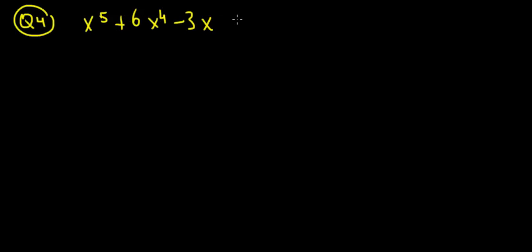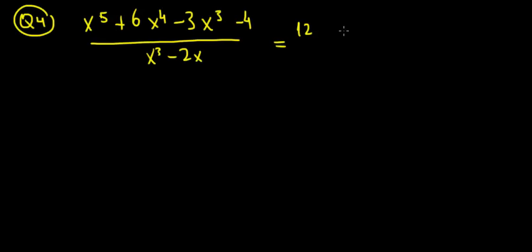Let's go through question 4 now. So question 4, we have an equation with polynomial terms. So this is a bit more complicated, but yeah, nothing too intimidating. So 3x cubed minus 4 divided by x cubed minus 2x equals 12x squared minus 2x minus 4 divided by x cubed minus 2x minus 9.